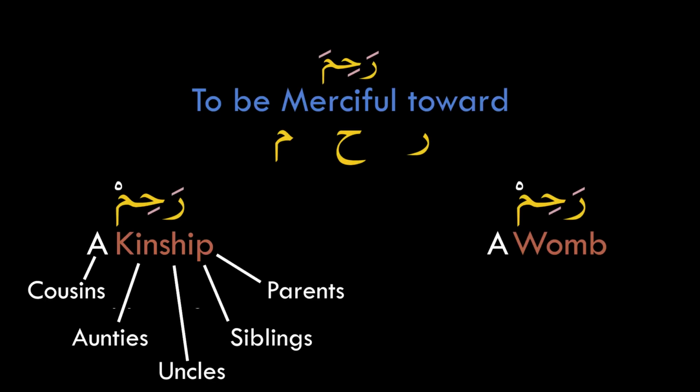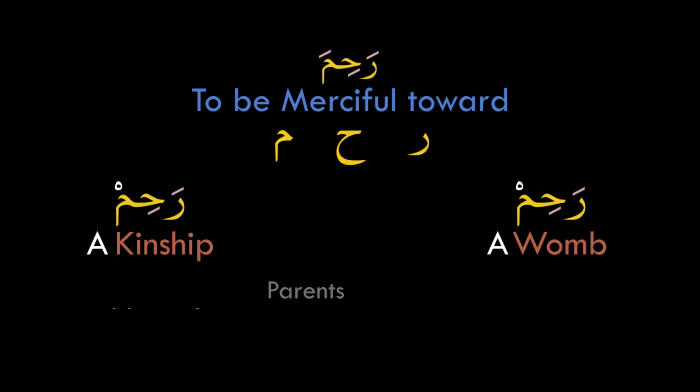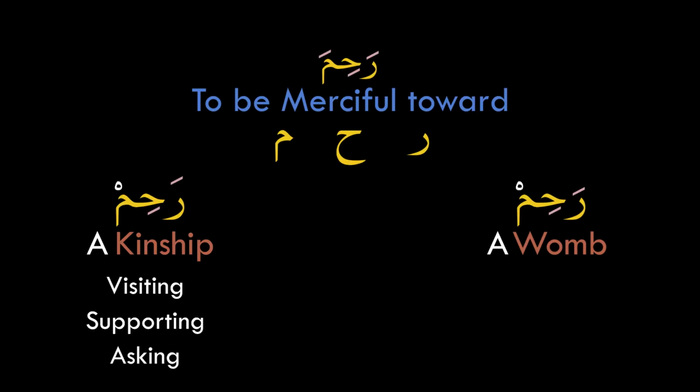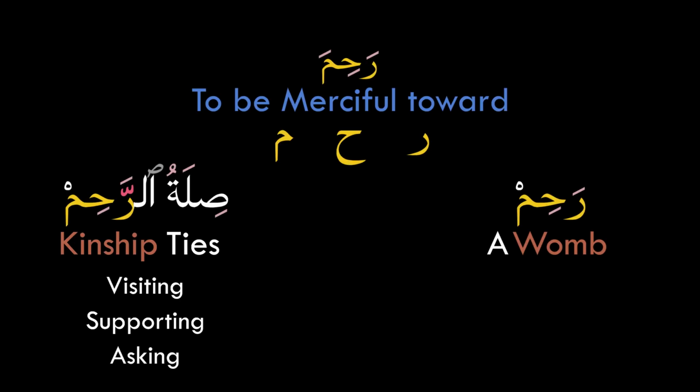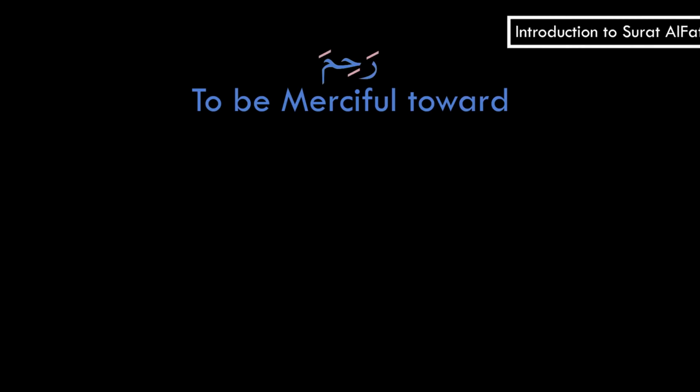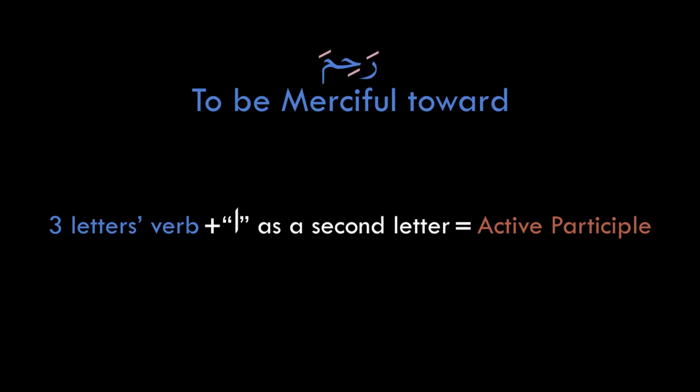And these kinds of relations in Islam have a major importance. It means you must always have mercy towards your big family by visiting them, supporting them, and asking about them. And we call this in Arabic Silatul Rahim, kinship ties. Let's go back to the verb rahima. In the lesson of Introduction to Surah Al-Fatihah, I said that any Arabic verb that consists of three letters, you can make it an adjective participle if you add alif as a second letter.